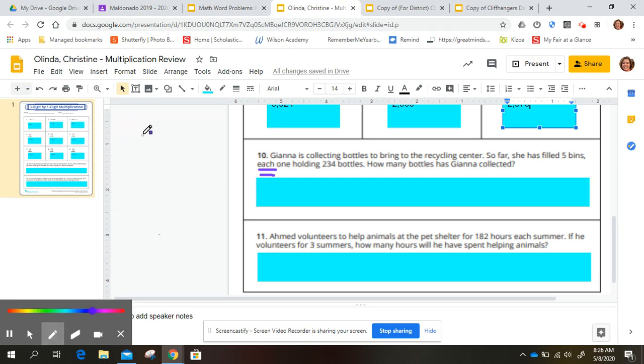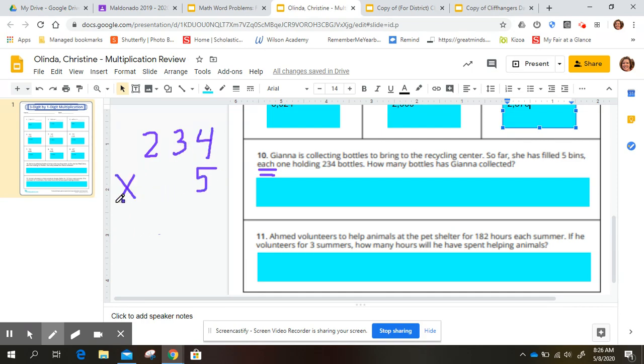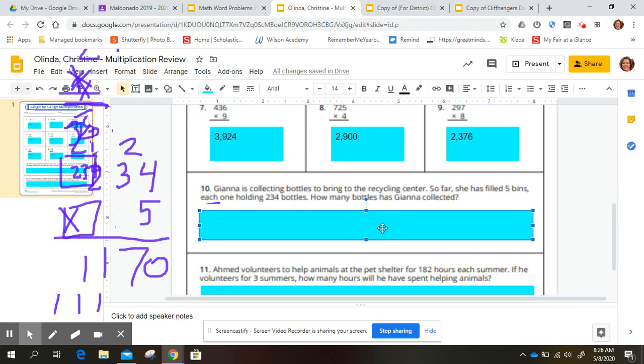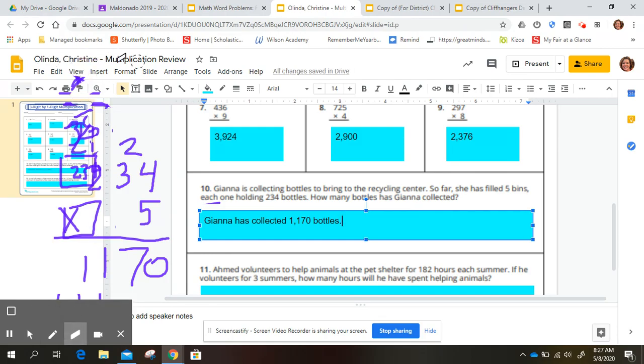So I would do 234 bottles, and there were 5 bins, so I'm multiplying by 5. 5 times 4 is 20. 5 times 3 is 15, and then I need to add 2 more: 15, 16, 17. And then 5 times 2 is 10, plus 1 is 11. And so my answer is 1,170. So I'm going to write that in a sentence. Gianna has collected 1,170 bottles. And I can erase all this.